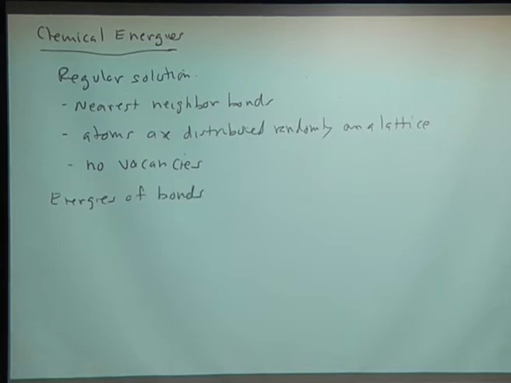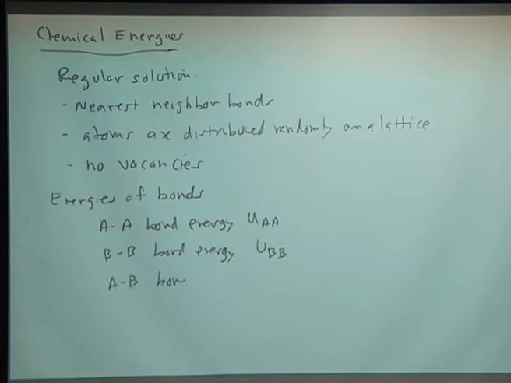Energy of the bonds. And so you have an AA bond energy, which I'll call UAA, a BB bond energy, sorry, UBB, and an AB bond energy, UAB, okay. And so the idea here is that you have a lattice with A and B atoms.